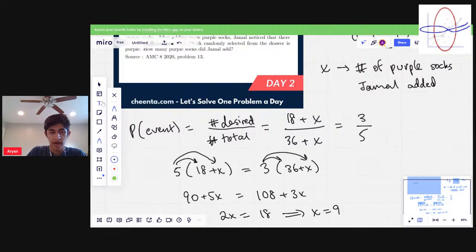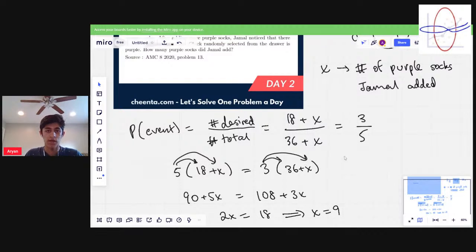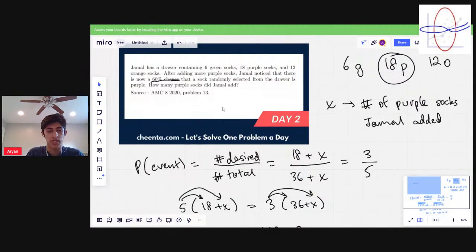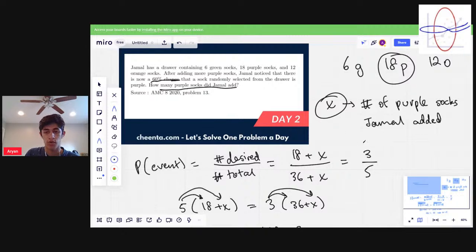So now we have our value of X. And the last thing we want to do to make sure we got the question right is go back and read what the question is asking us to do, right? The question here is saying how many purple socks did Jamal add? And if we recall, X is defined as the number of purple socks Jamal added, right? Right here. And because we know X is equal to 9, that pretty much concludes the question because we solved for X using our equation. And so on the test, you would circle 9 and you would move on to the next question.